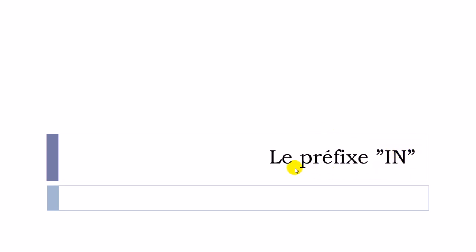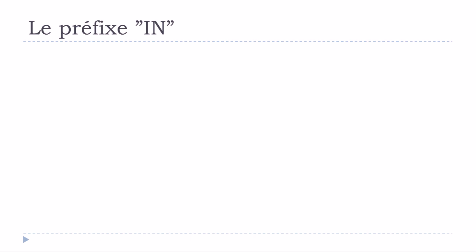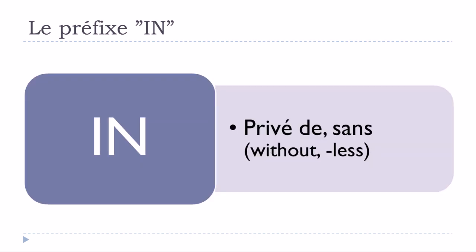On oublie le préfixe en. Remember, when we're talking about prefix, we're talking about letters that you will put in front of existing words, and by adding these letters, you will modify the original meaning of the word. In that case, this en prefix will mean privé de or sans. And this en will be used when the original word is starting with a vowel or h plus une voyelle. Let's see a few examples now.